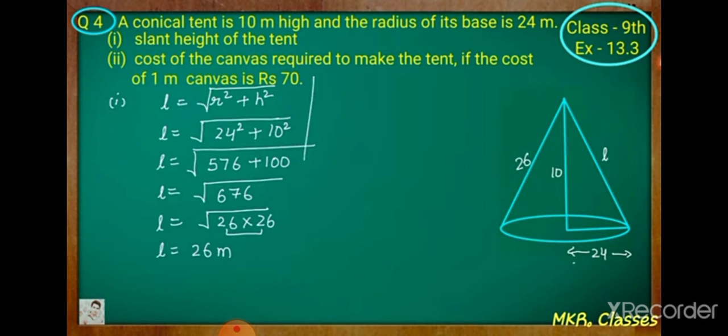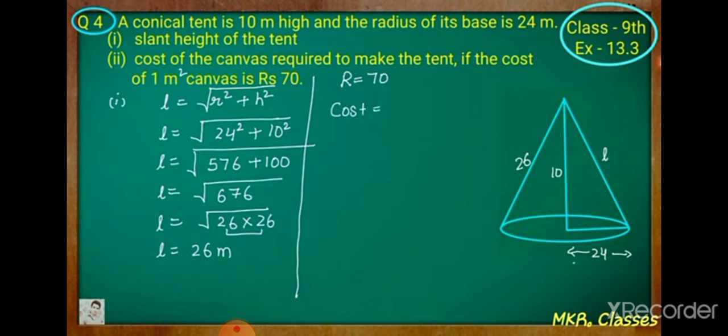Because both our formulas, if we are talking about CSA or TSA, both depend on slant height. So first we will find the slant height with the help of Pythagoras, that is under root r square plus h square. So r is 24, so 24 square plus 10 square. 24 square is 576 and 10 square is 100, which gives us 676, and it is a perfect square of 26. So L is 26.